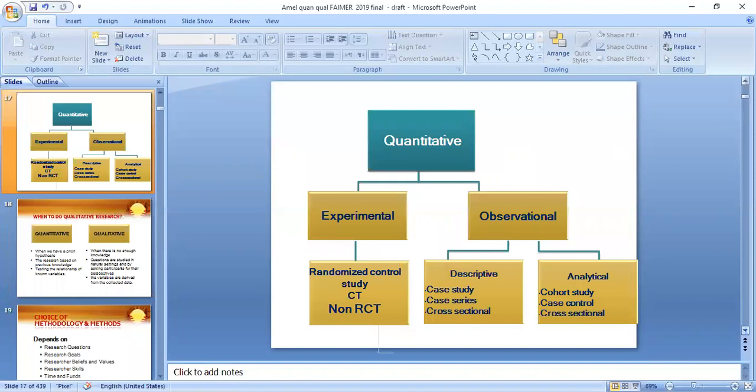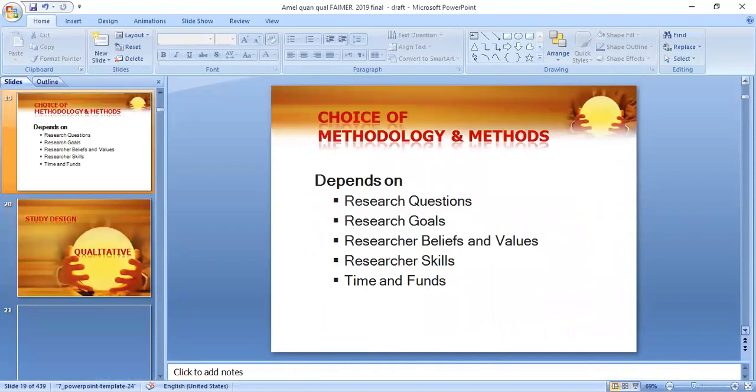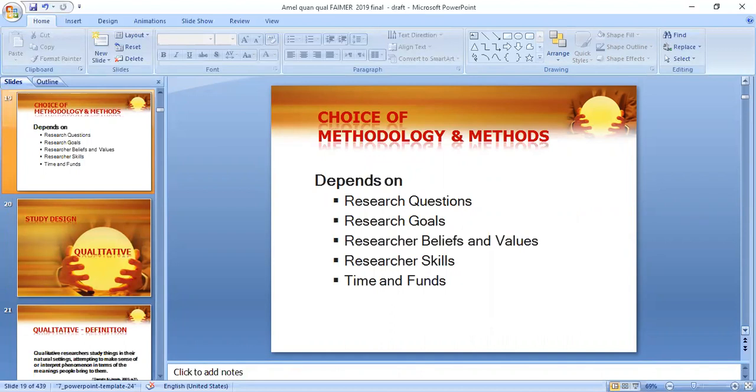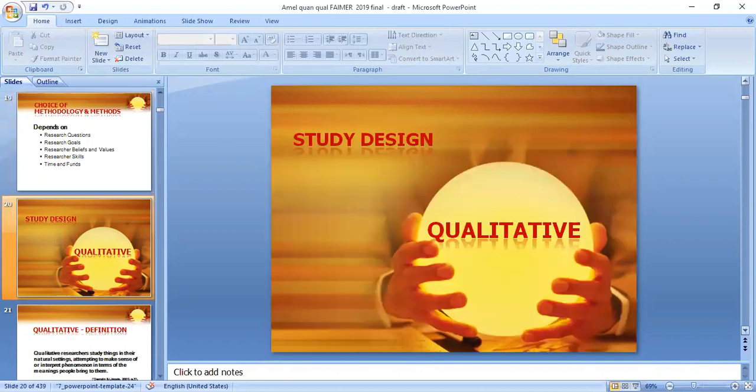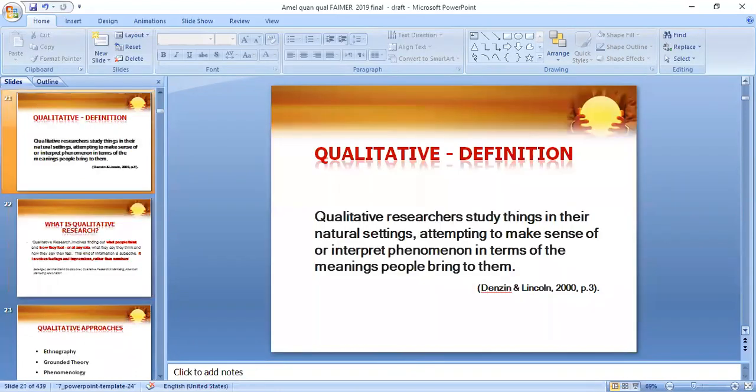after some time. So to choose any of these researches, we have to ask ourselves what we want to do, what is our research question, what is the research goal, what are our skills as a researcher, and what are the time and funds for our research, in order to choose to do qualitative or quantitative research.